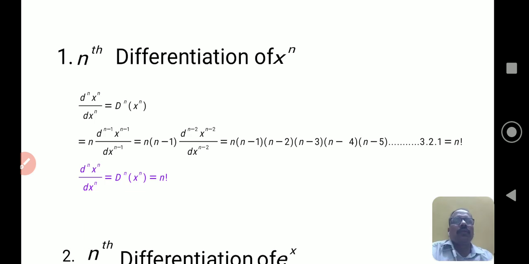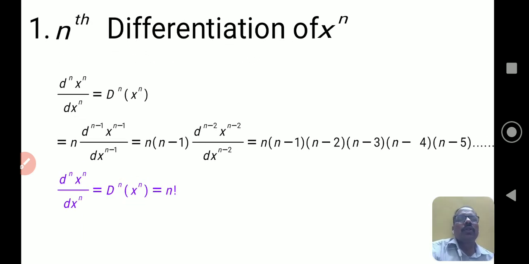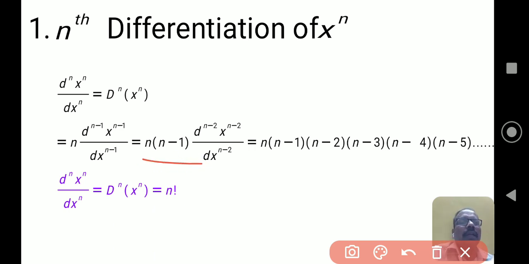Now we will differentiate once. What is the differentiation of x to the power of n? It can be written as n into x to the power of n minus 1. But instead of writing x to the power of n minus 1, I write it as d power n minus 1 of x power n minus 1 divided by dx to the power of n minus 1. You write the next order derivative, n becomes n minus 1 and so on. We can observe the result here. The next derivative is n into n minus 1, d power n minus 2 and so on. Again you can continue this procedure, and we finally get n into n minus 1 into n minus 2 and so on.